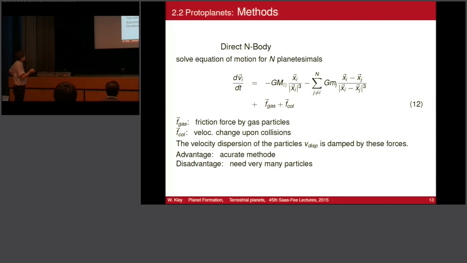Good. And the advantage of this is an accurate method because you have a direct n-body integrator. There are, of course, some influences here which are not really so predictable a priori. And the disadvantage is, in principle, you need 10 to the 11 particles here to model everything. So you need to reduce it, model much fewer particles, and see what happens then.